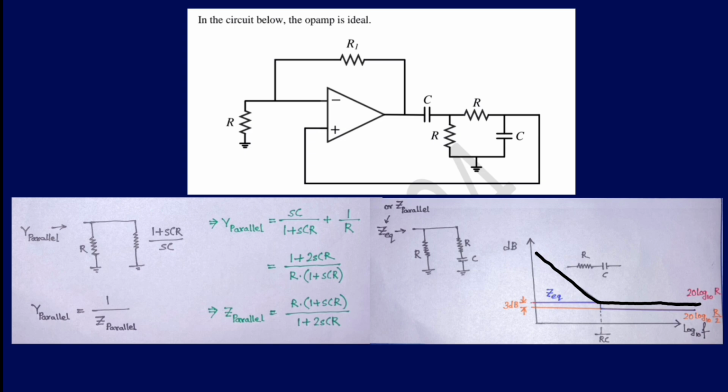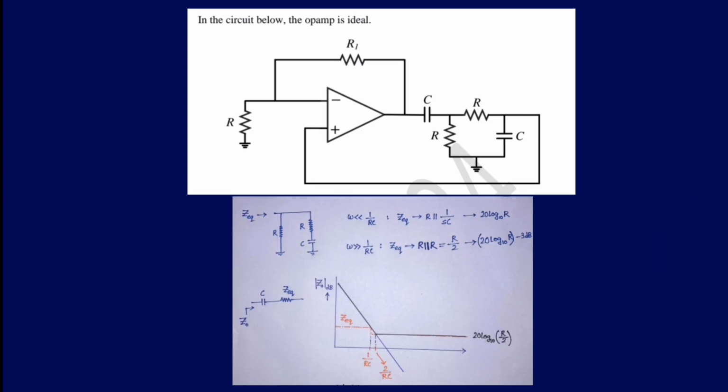Now this series combination of RC is in parallel with the resistor. So now what is going to happen? The minimum impedance is going to dominate. So out of this C and this R, the R is lower, and when omega is much greater than 1 by RC, the series combination of R and C behaves like a resistor. So if two resistors are in parallel, then it is R by 2. So there is a 3 dB drop. So this is my Bode plot for Z parallel.